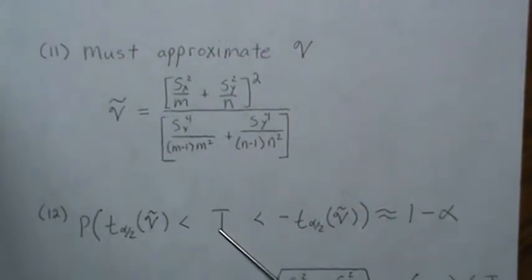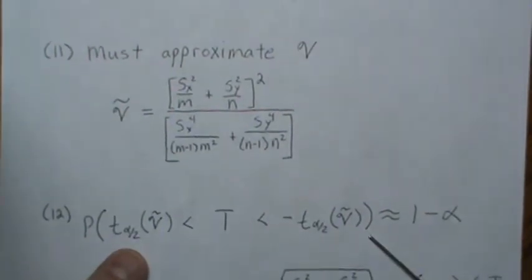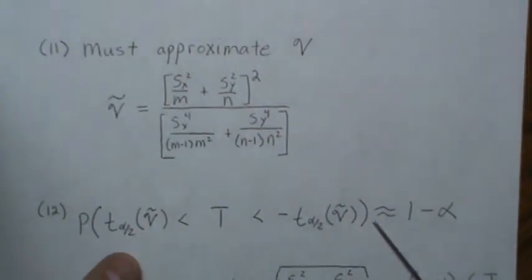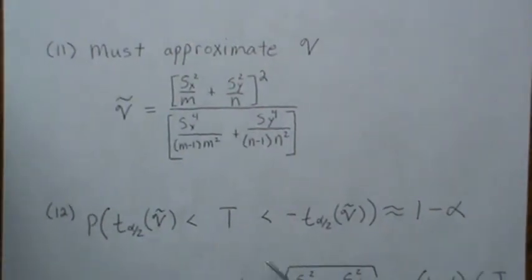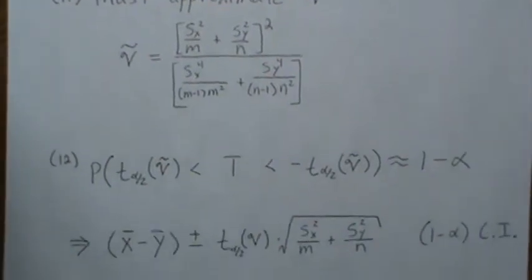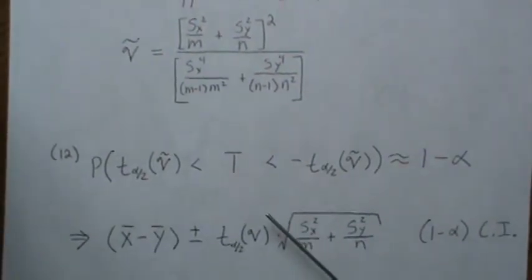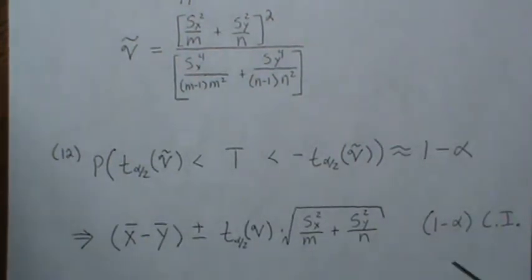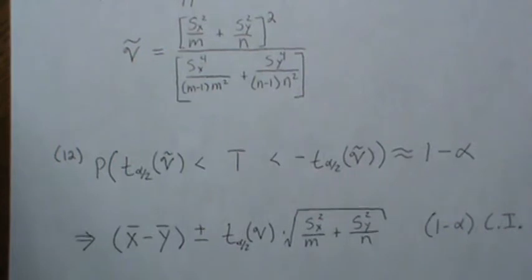So the probability that T is between these two cutoffs, with the appropriate degrees of freedom, is approximately 1 minus alpha. Then you can solve for the difference of the population means, and you come up with this confidence interval, and it's a 1 minus alpha confidence interval. And that's Welch's approximation to a confidence interval for the difference of two independent means.